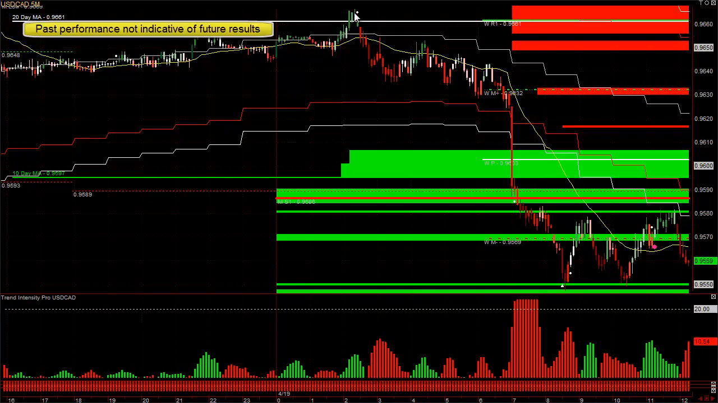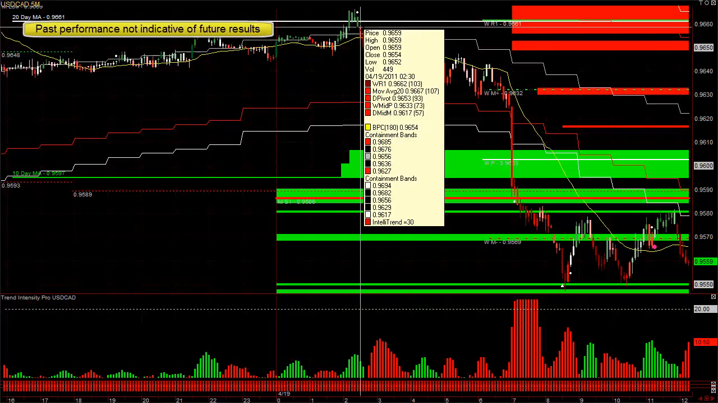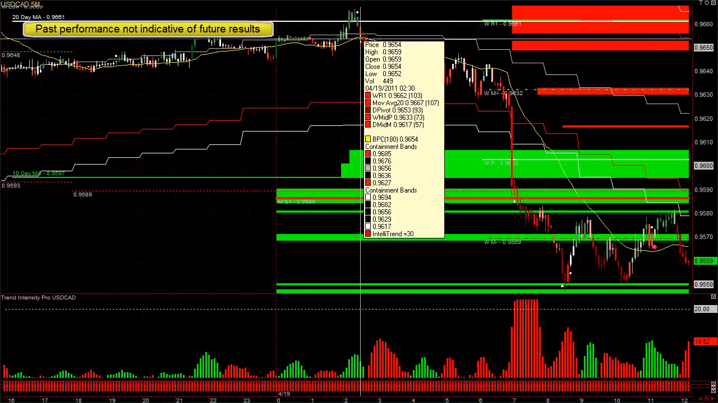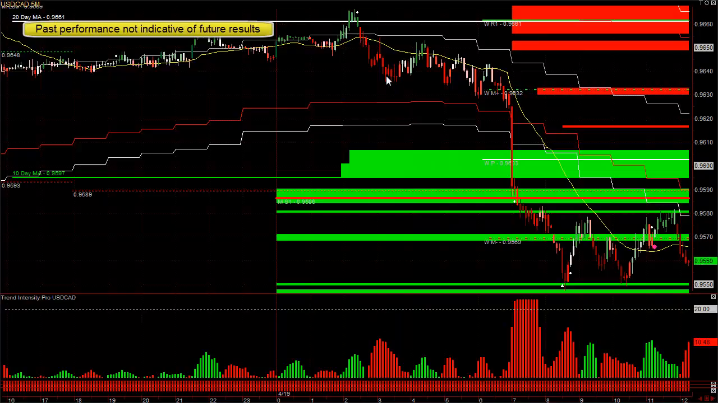Price had a false breakout above the high, hit the 20-day moving average, which is a resistance area. There's likely to be selling, and once it breaks down, the IntelliTrend bars go short. You're in this trade around here at 96.59, or if you want to wait for the hourly to get broken in there around 54, and you can see it fell about 20 pips.